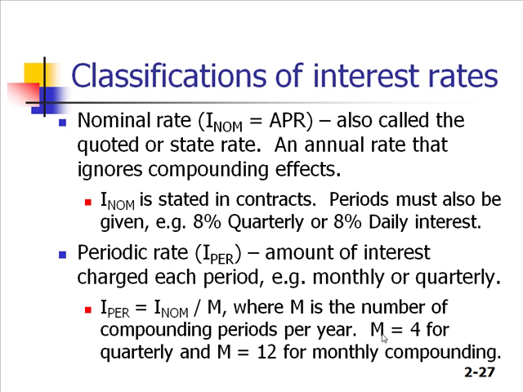If we did quarterly compounding, m would be 4. If we did monthly, it would be 12. If we did daily, it would be 365. Hopefully you get the idea. Just divide the annual nominal rate by however many compounding periods there are in a year, and that gets you the periodic rate.